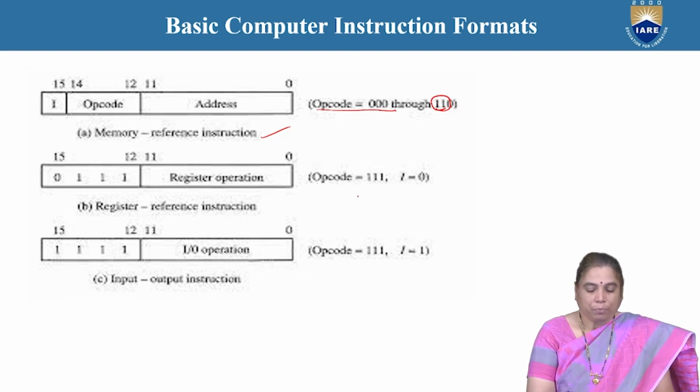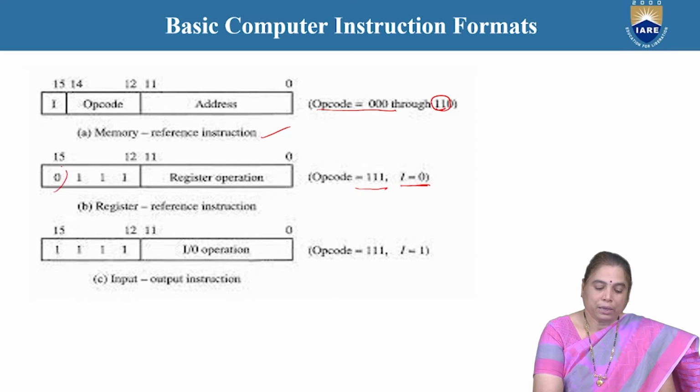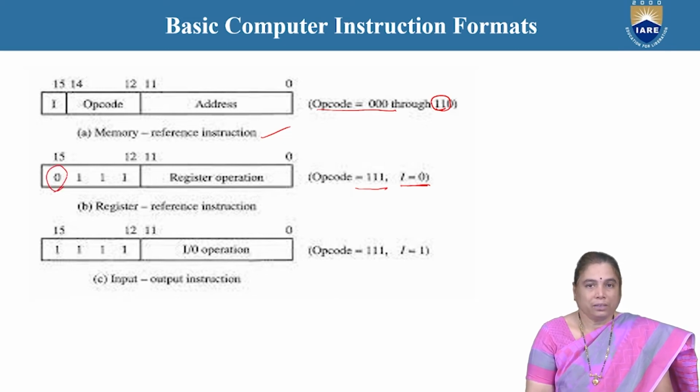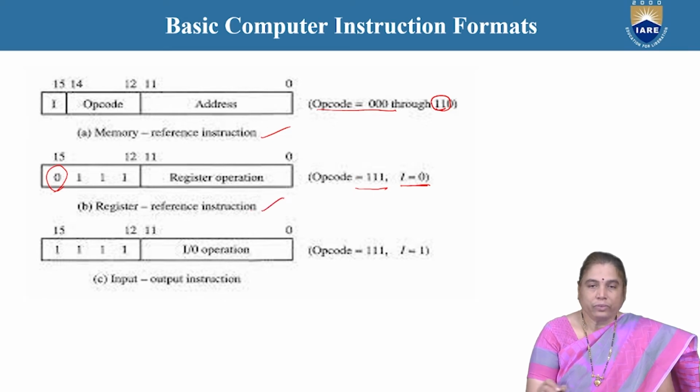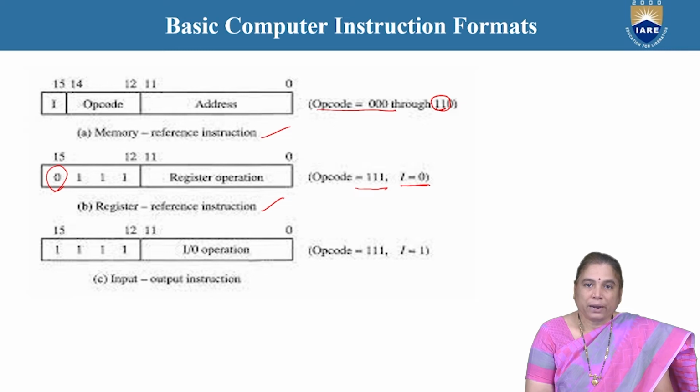Next, if the opcode is 111 and the I value is 0, which means it is direct addressing, then these instructions come under the category of register reference instructions. So the operands can be available in the CPU registers.